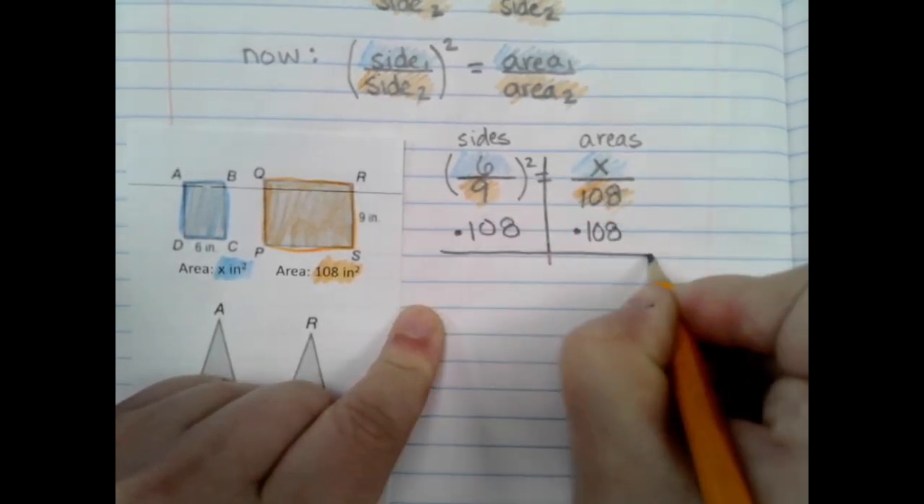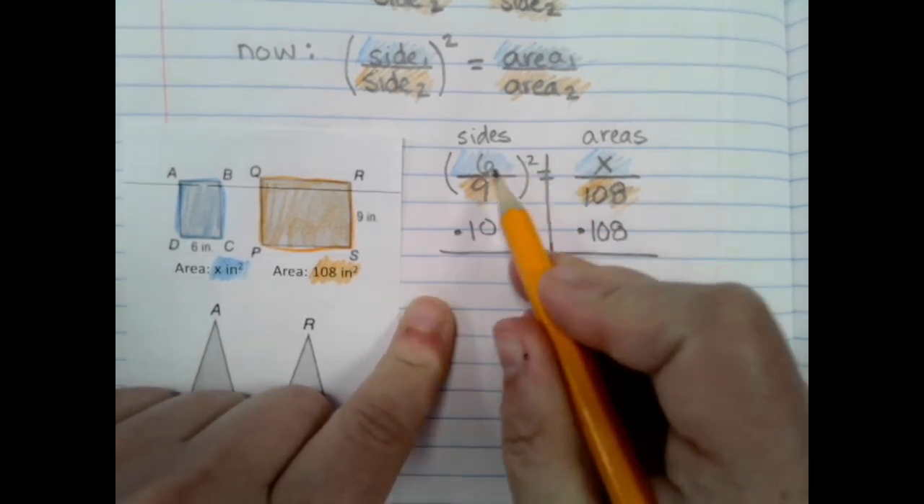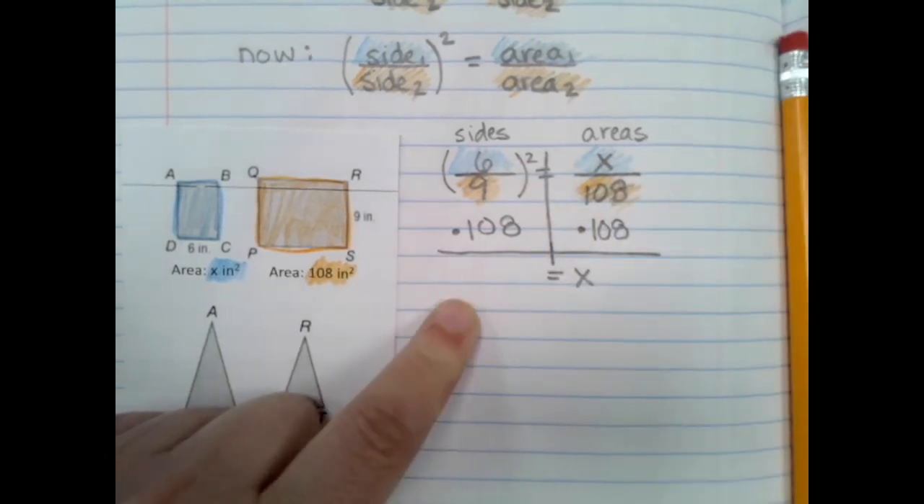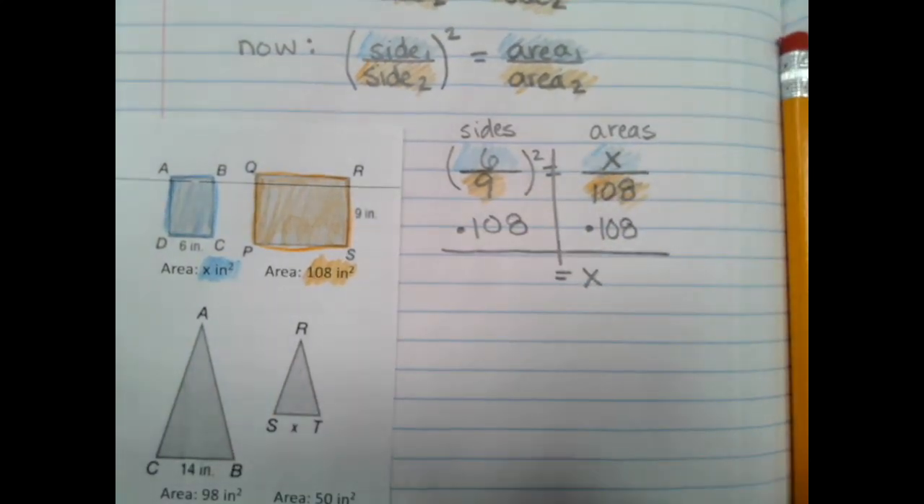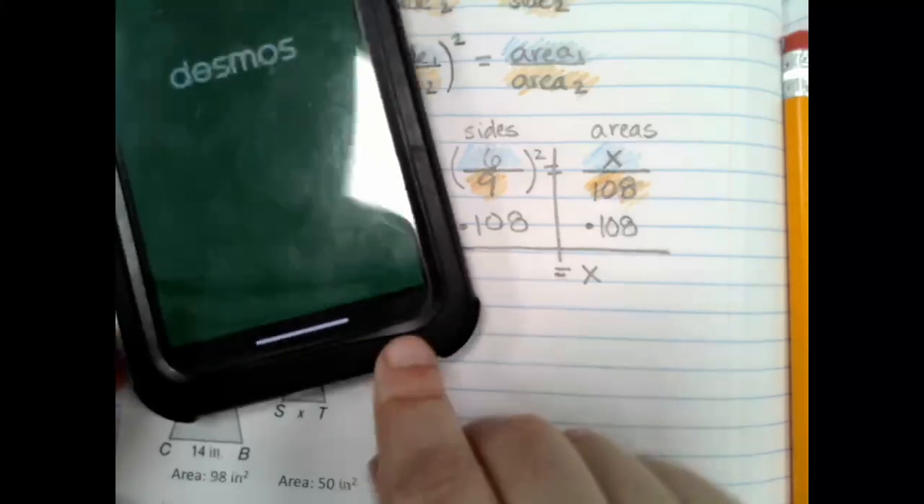Now, if you do this a different way, that's okay. We're going to get the same answer. Some people would like to do the squared. They would do 6 squared and 9 squared and then do the cross product. Okay, that works too. I just like to do it in the fastest way possible because I don't want to do my whole life doing math.